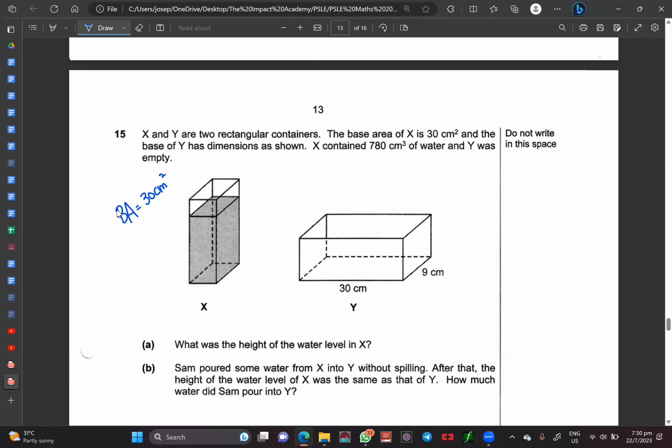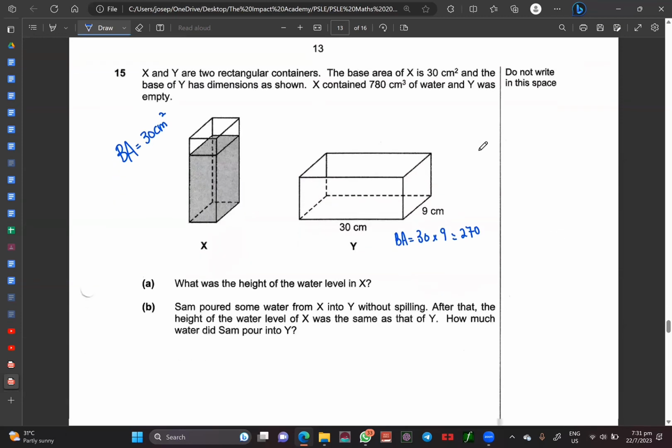And the base of Y has dimensions as shown. So what I want to do is quickly find out, all right? Since I know that the base area of Y is actually 30 times 9, right? Quickly write down 30 times 9. Okay, so 30 times 9, that gives me 270. We go on to the next part.